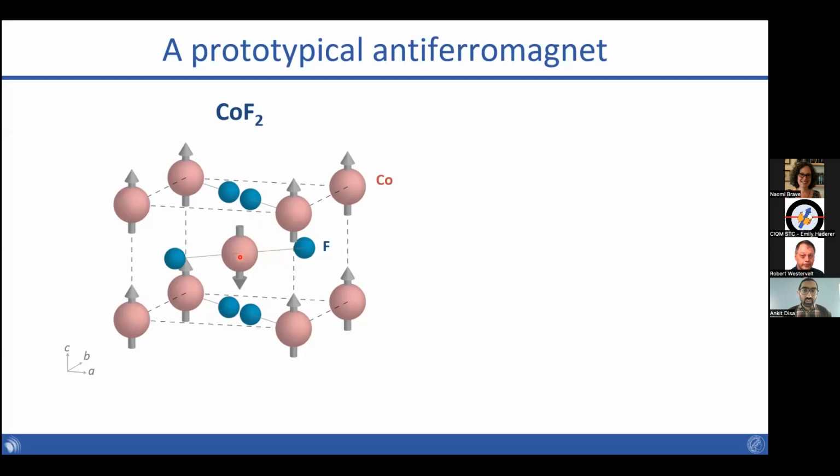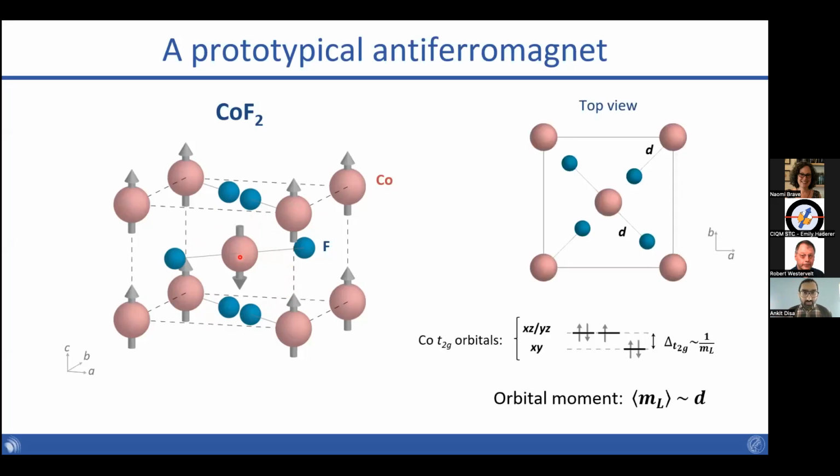and it's something that's been studied as an ideal antiferromagnet since the 50s. So the question is, if we take this, how might we go about manipulating magnetic order in the system? So cobalt fluoride has this interesting property that the orbital magnetic moment of the cobalt ions is unquenched, and it's essentially set by the octahedral environment around this cobalt.